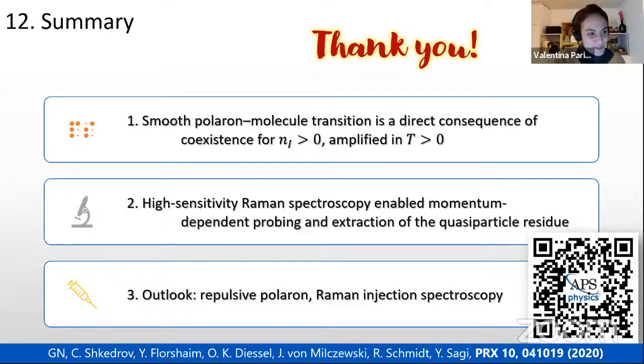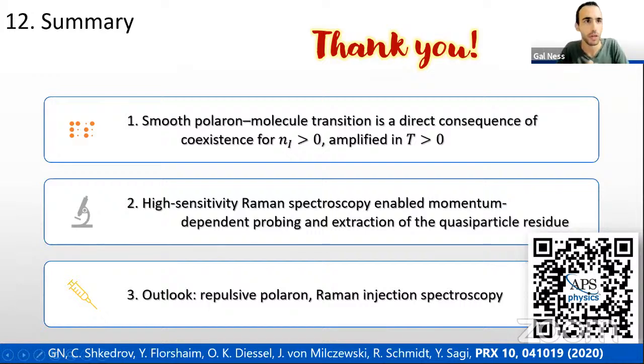So thank you, Gal, for this very interesting talk. We have some questions. So we have a first from Bill Phillips asking, given that the BCS-BEC transition is smooth, why does one expect, at least initially, the polaron-molecule transition to be sharp?